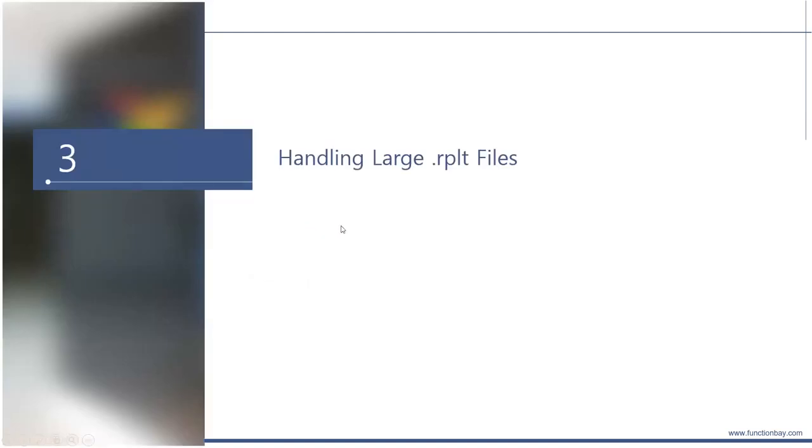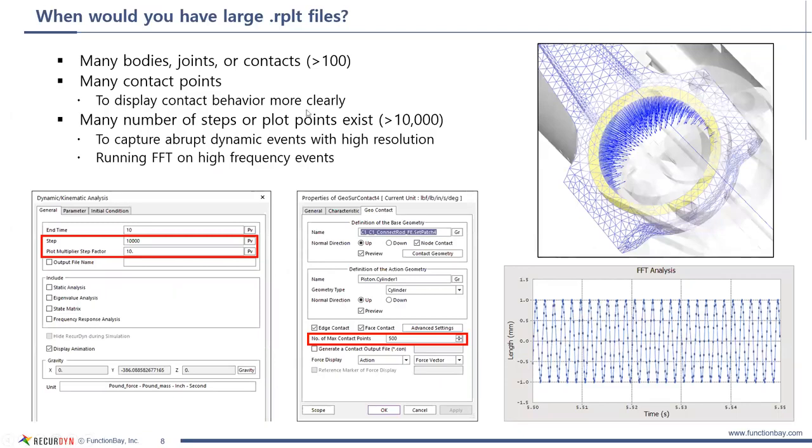All right, so as far as handling large RPLT files, the question can be asked, when would you have large RPLT files? That occurs when you have very large models with many bodies, joints, or contacts. For example, greater than 100 of any of those entities.